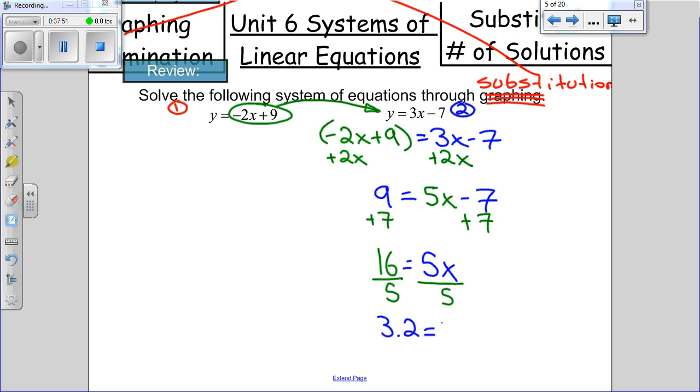What do I do with that? Bring it back up into equation 1. So I take this thing, 3.2, and I substitute into that thing. So my new equation over there is y equals negative 2, apologies, I was missing the bracket, 3.2 plus 9.